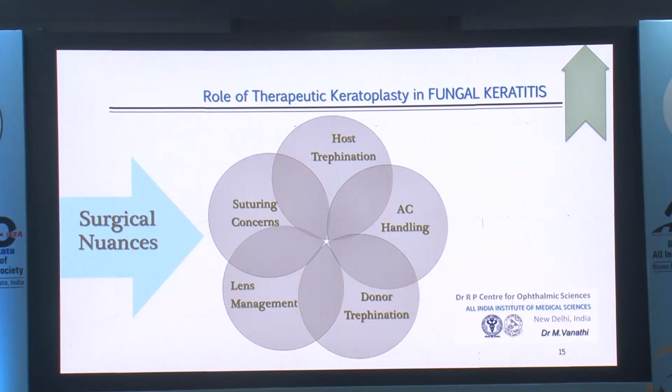Your lens, I largely would prefer not to handle your lens until and unless it's a total cataract sitting there, or an intumescent lens which you feel you need to remove, because that's going to compromise your anterior chamber depth after you've done your suturing here. Donor trephination, as I told you, needs to be of adequate size depending on the final host window diameter, and that is something you need to take care of on your graft host sizing here.